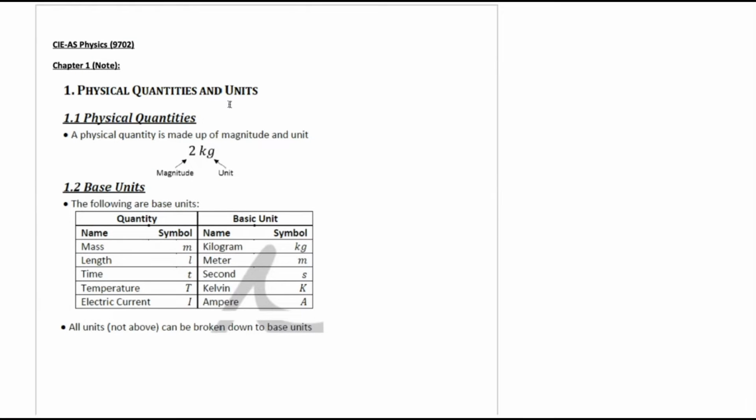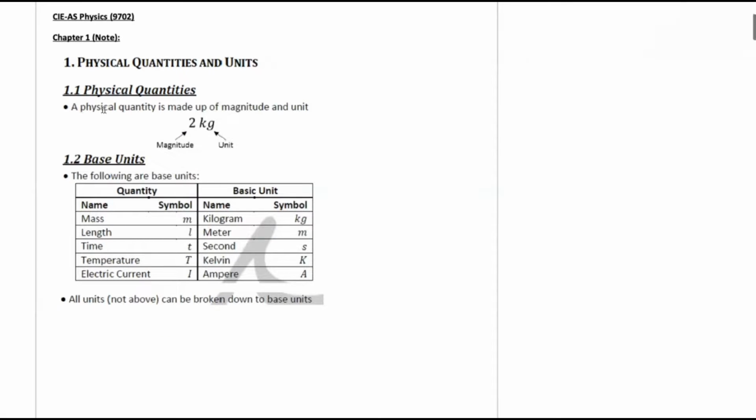Physical quantities and units. So first of all, let's see what physical quantities are. A physical quantity is something that you can measure. For example, like length, you can measure it. Mass, you can measure the mass. So those are physical quantities.